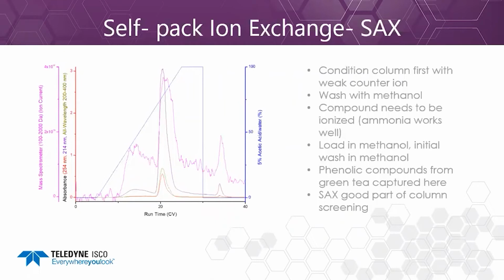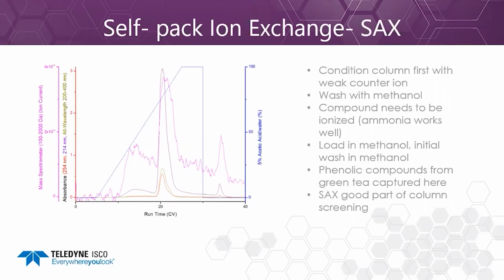Self-pack columns include strong anion exchange. This column was a quaternary ammonium resin, and I replaced the chloride counter ion with acetate because acetate has a weaker binding than chloride, by washing with 1 normal acetic acid before using the column. Weak acids such as phenolics displace chloride very poorly.